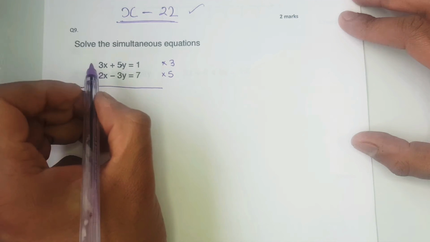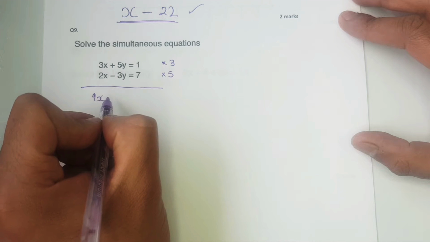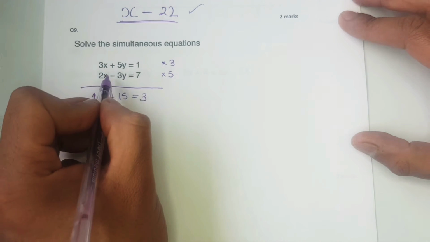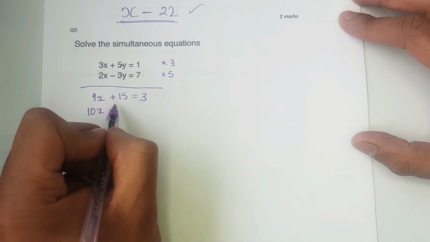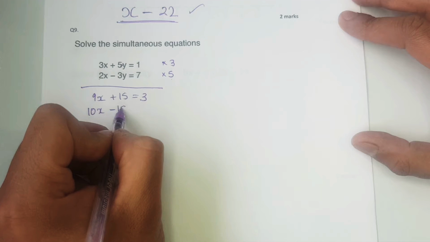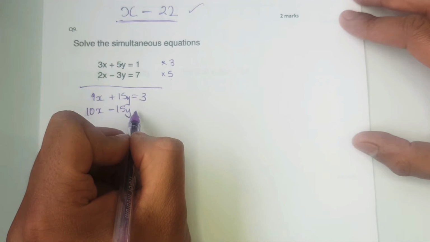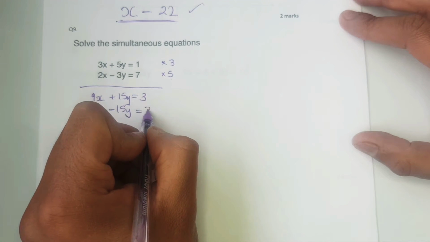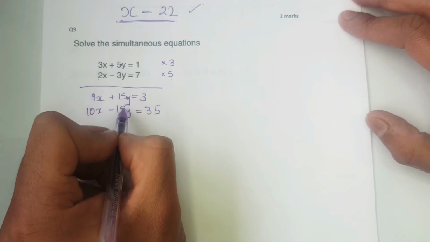So when I times this one by 3, I times everything by 3, the whole of the equation, plus 15y equals 3. Now I'm going to multiply this equation by 5: 10x minus 15y equals 7 times 5, which is 35. So now I have my y's that are the same.